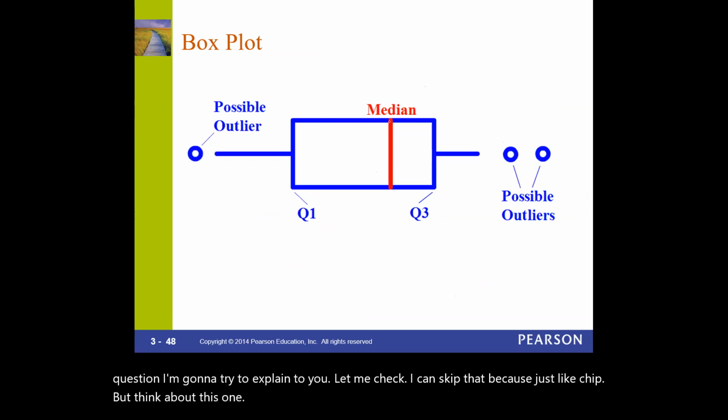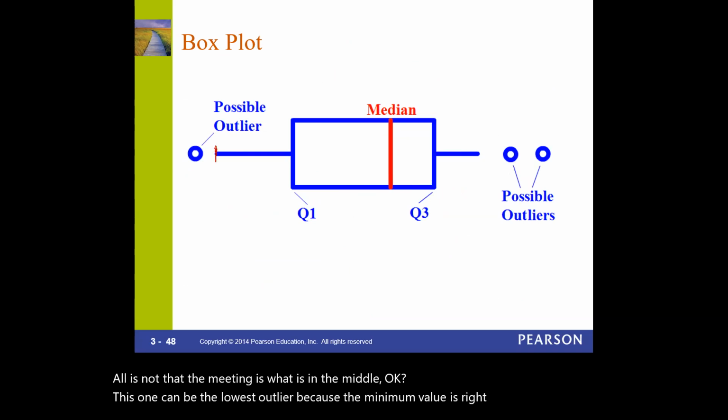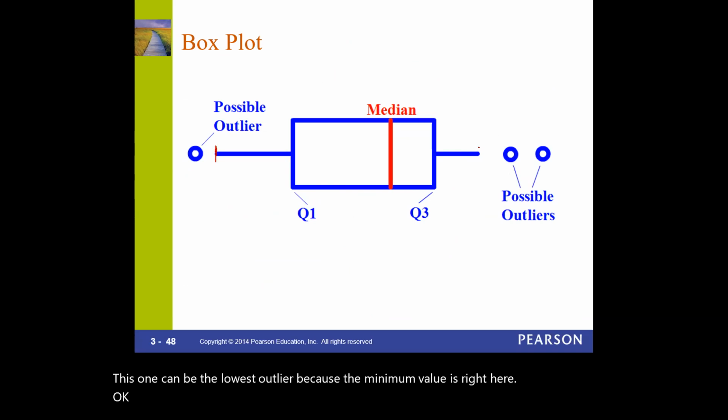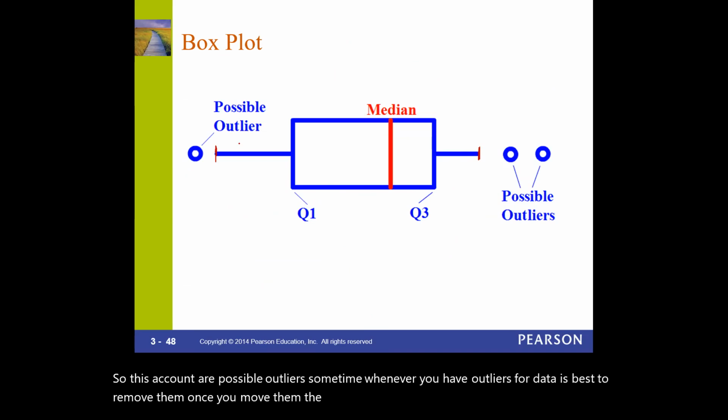Always know that the median is the one that's in the middle, okay? This one can be the lowest outlier because the minimum value is right here, okay? The maximum value is over there. So these are called our possible outliers. Sometimes whenever you have outliers for data, it's best to remove them. Once you remove them, the plot will have its rightful shape.